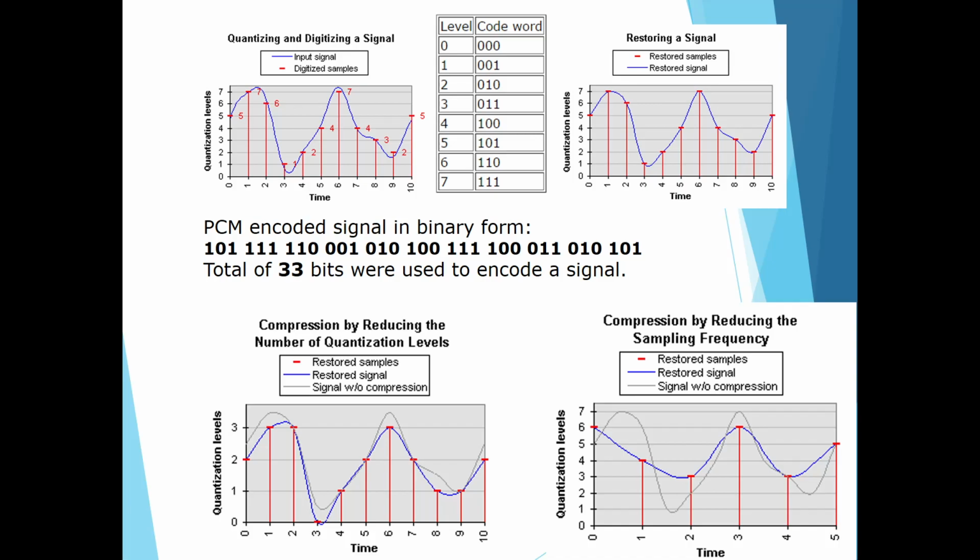And if you see from here, this is an example of a PCM encoded signal in binary form. From this example, the first sample is quantized to the number 5. So 5 is 101, and you see that the codes run from 000 until 111. So 101 is the first sample, number 5. The second sample, number 7, is 111.